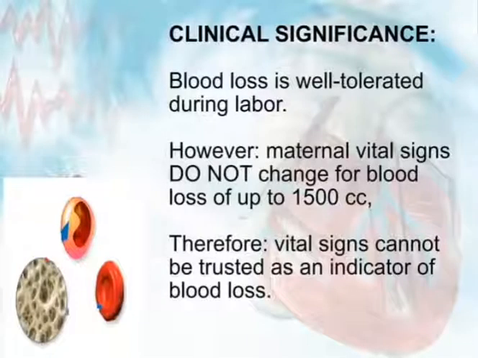Clinical significance. Blood loss is well tolerated during labor. However, the maternal vital signs do not change for blood loss up to 1500 cc. Therefore, vital signs cannot be used as an indicator of blood loss.